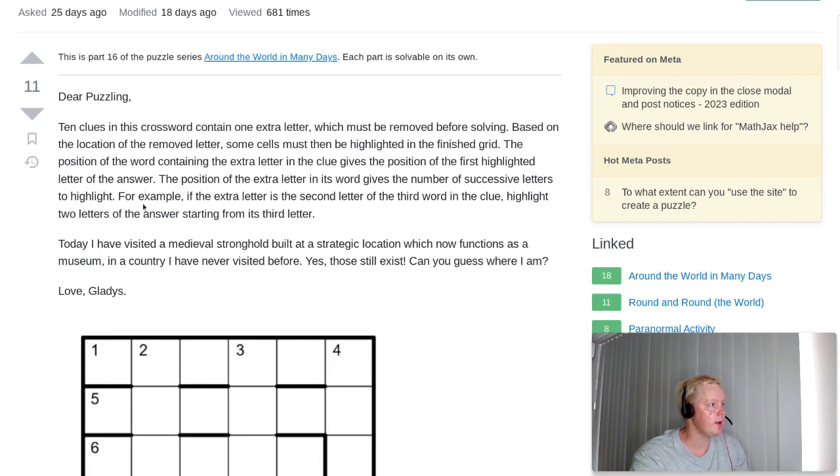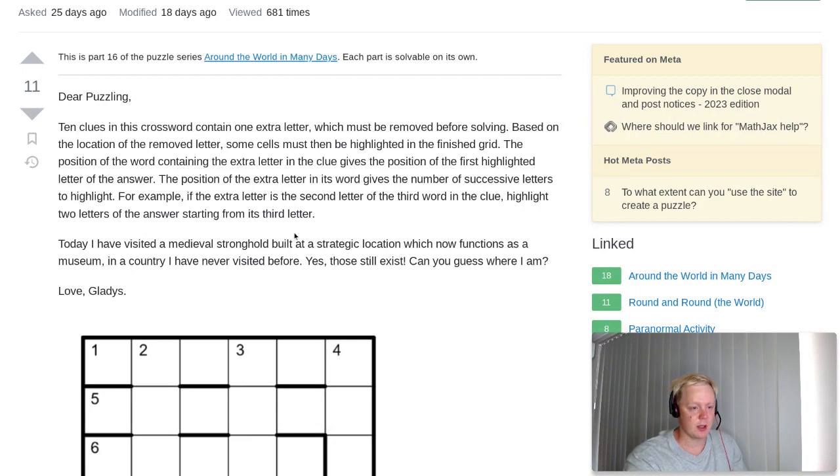So here we go. Dear Puzzling, 10 clues in this crossword contain one extra letter which must be removed before solving. Based on the location of the removed letter, some cells must then be highlighted in the finished grid. The position of the word containing the extra letter in the clue gives the position of the first highlighted letter of the answer. The position of the extra letter in its word gives the number of successive letters to highlight. For example, if the extra letter is the second letter of the third word in the clue, highlight two letters of the answer starting from its third letter.